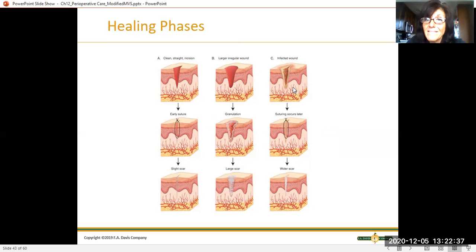And then as the infection resolves and it starts to heal, what will happen is they will suture it up later. Can't suture it up until this is healed, the infection is resolved, and it's starting to heal from the inside up. And then we can suture it. They're going to have a wider scar than the guy with the clean, straight incision that just healed up nicely. So primary, secondary, tertiary. There you go. There are your healing phases. You got primary, secondary, and tertiary.